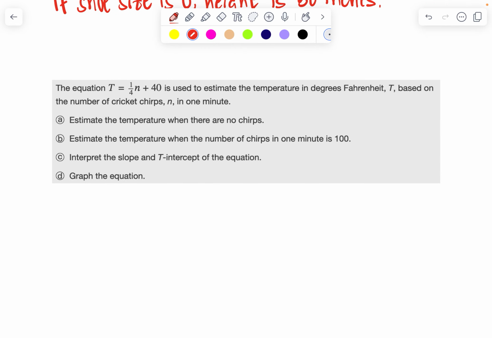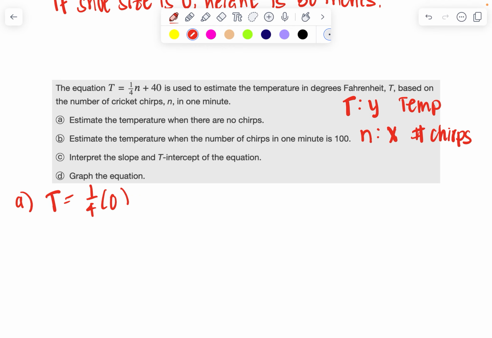One more like this. T equals 1/4 n plus 40 is used to estimate the temperature in degrees based on the number of cricket chirps in 1 minute. So in this case, T is representing our y value, N is representing our x value. So again, T is temperature, N is number of chirps. So estimate the temperature when there are no chirps. So the temperature then, 1/4 times 0 plus 40 would give us a temperature of 40 degrees. So when there are 0 chirps, temperature is 40.